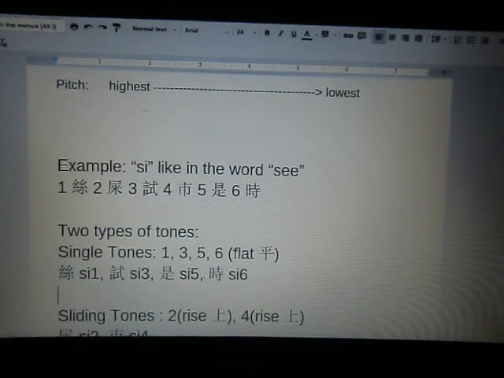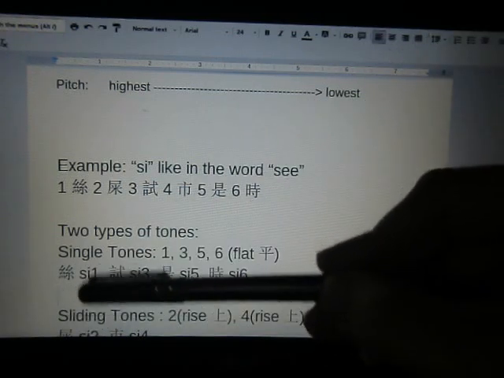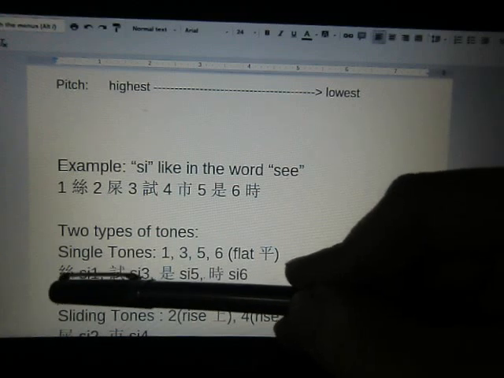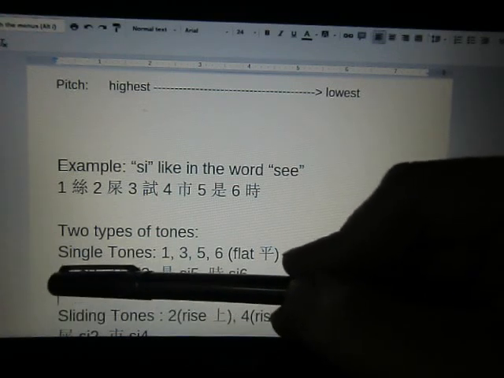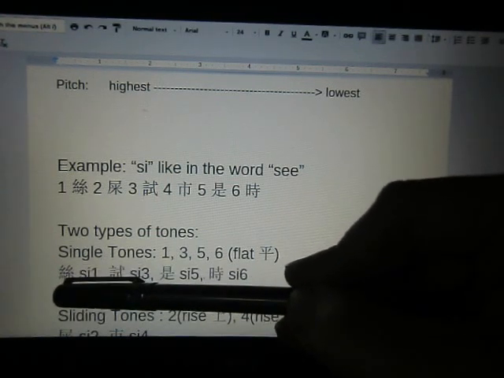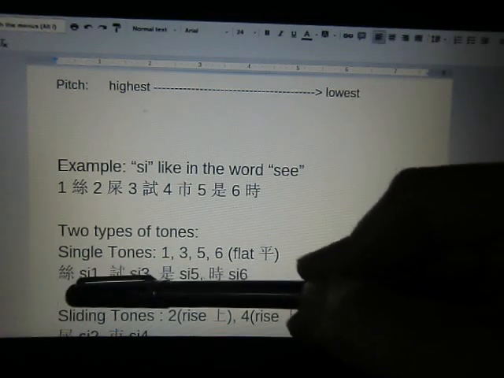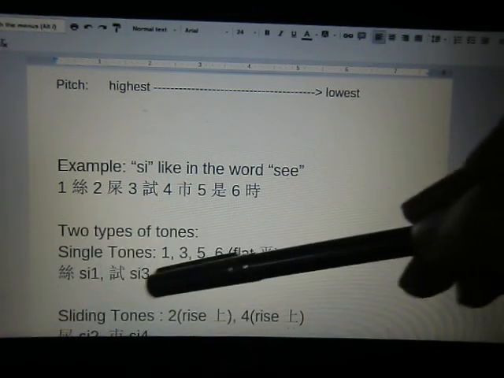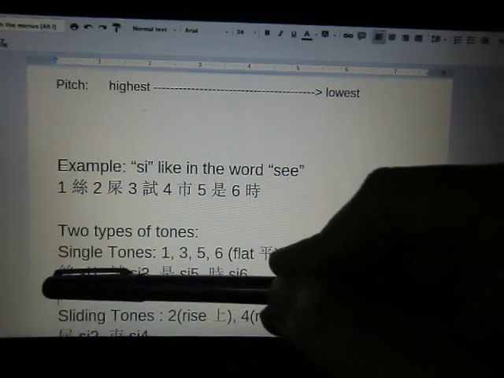Right? And the other important thing is that, for example, the word "si" has six different tones, and we can have a different word for each tone. A different tone represents a different word.